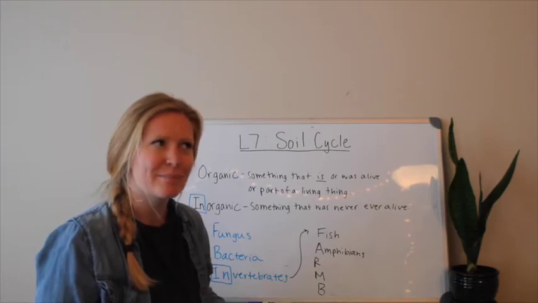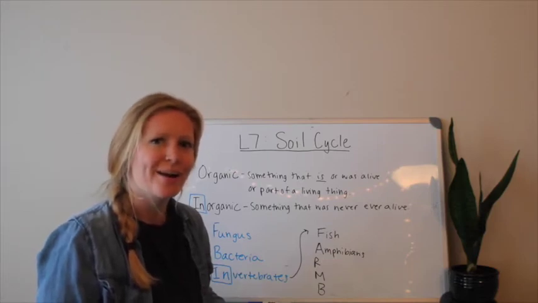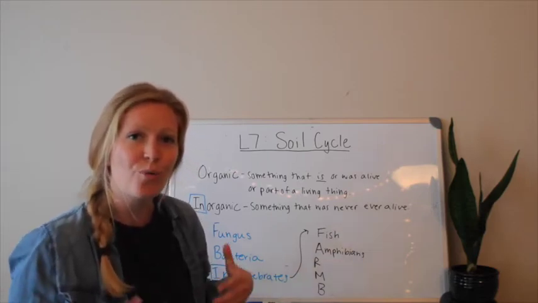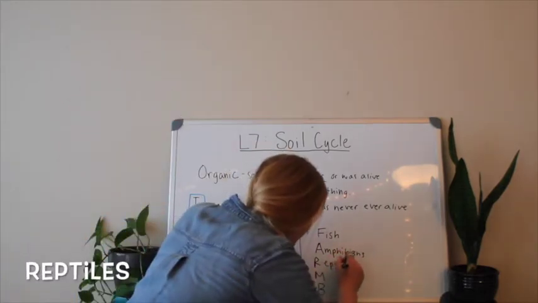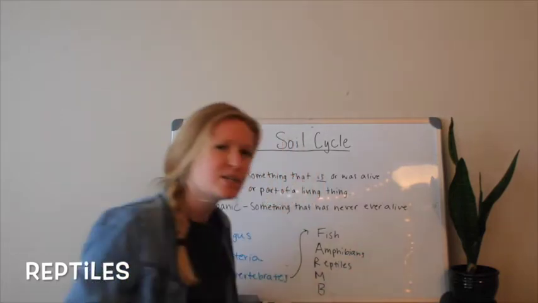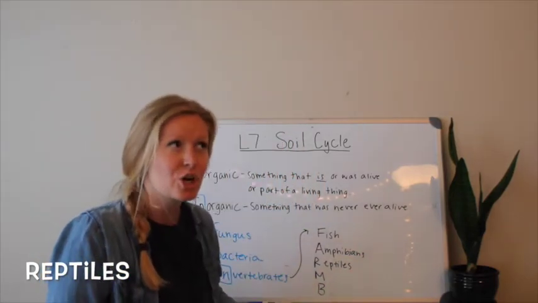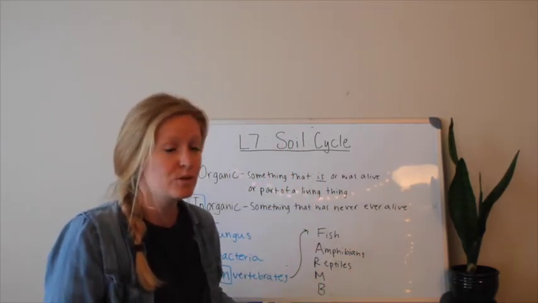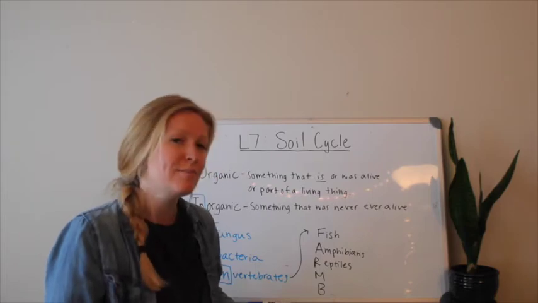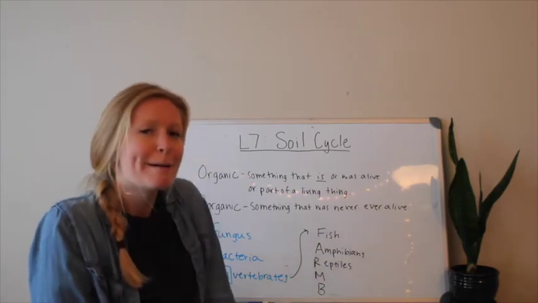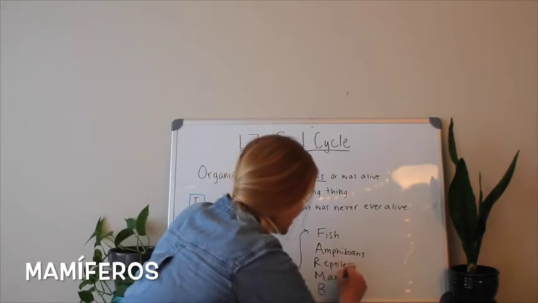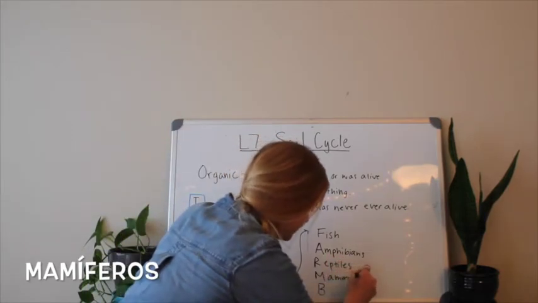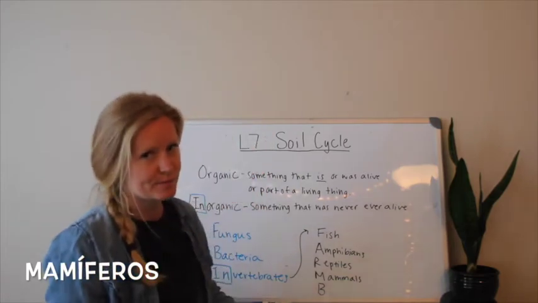We listed an example earlier of R. And R stands for reptiles. So that's lizards and snakes and turtles. Those all have backbones too. The M stands for mammals. That's like us, right? We're mammals. All mammals have backbones.